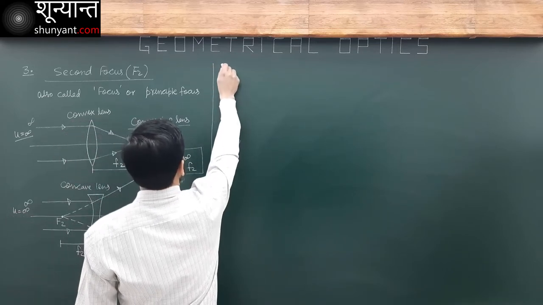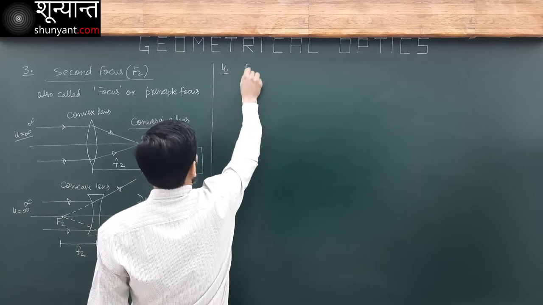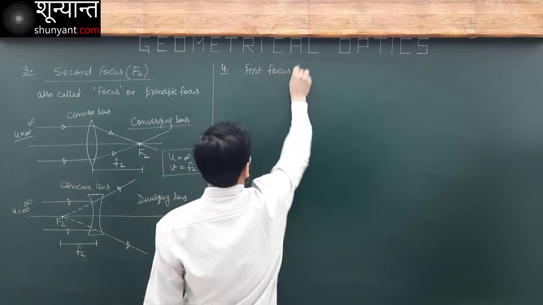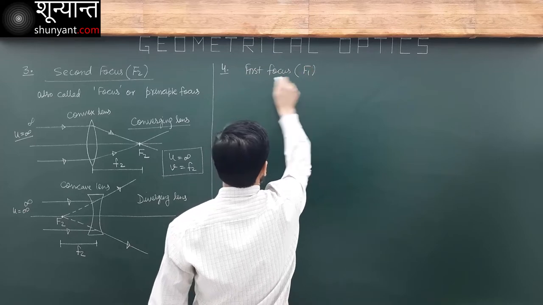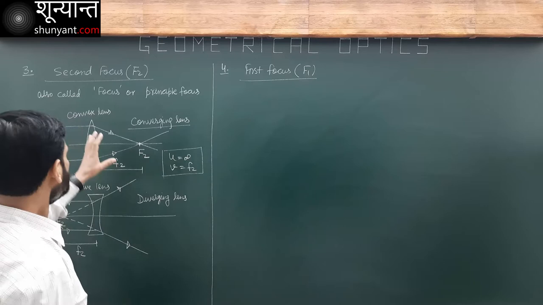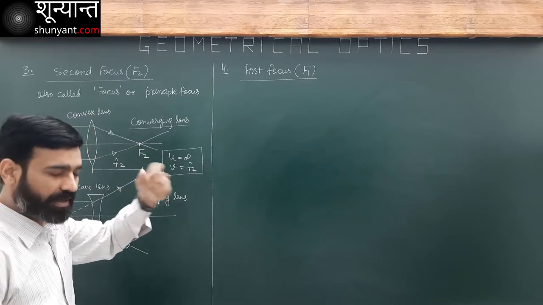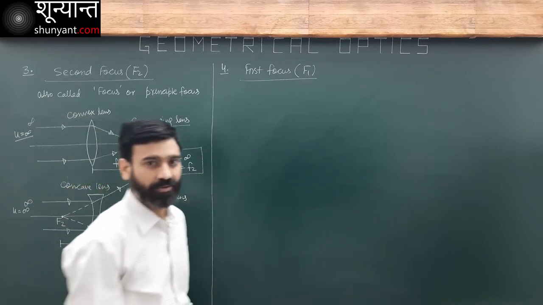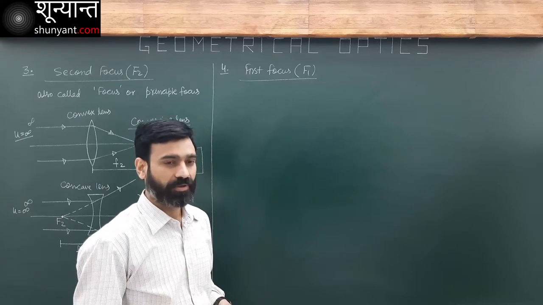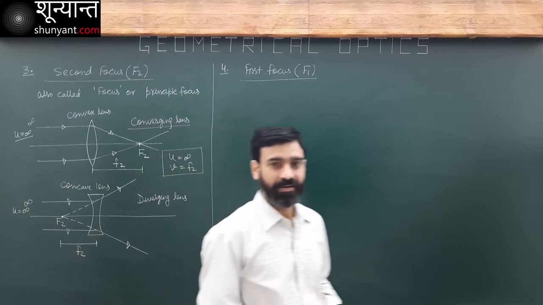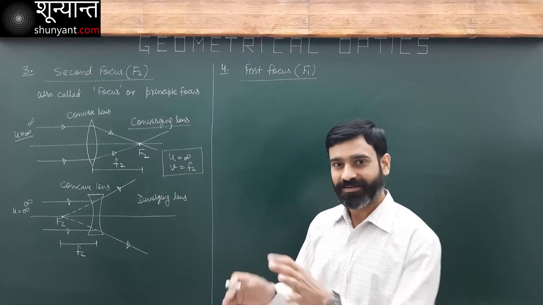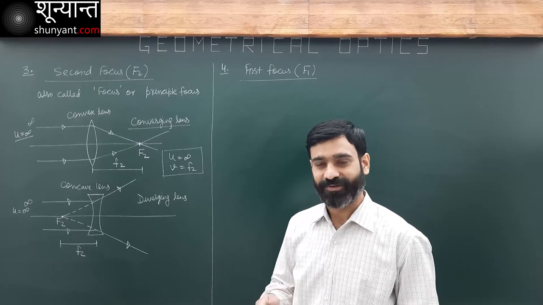Let's look at the first focus. This is first focus. It is F1. Here also, I am just going to draw the ray diagram, and from the ray diagram, you have to deduce what is the meaning of it. If you want, you can note it down in your own language. Because if I start defining it, then things become really confusing. So let's not define it here. Let's just look at the actual thing, the essence of that.